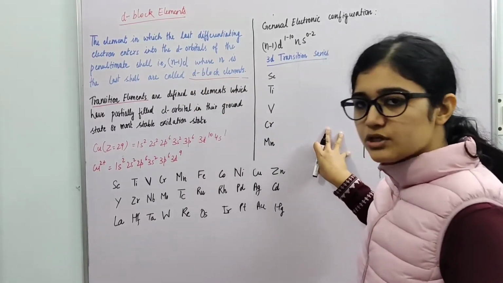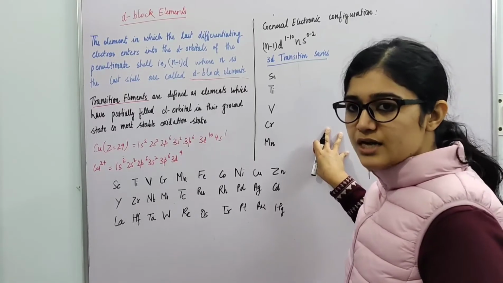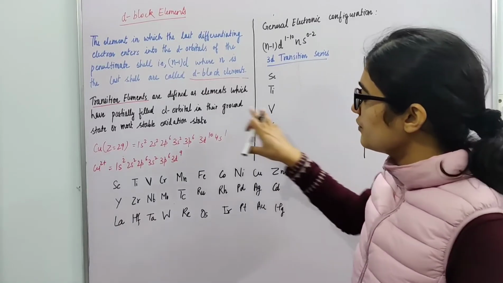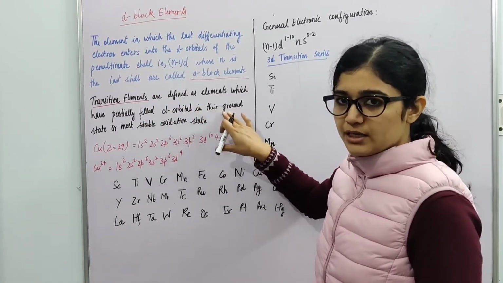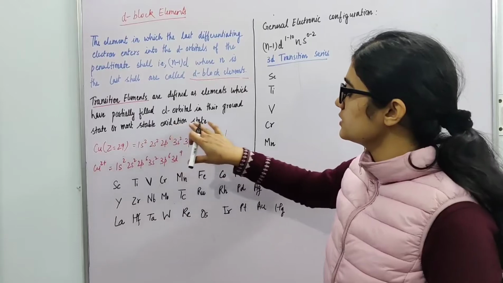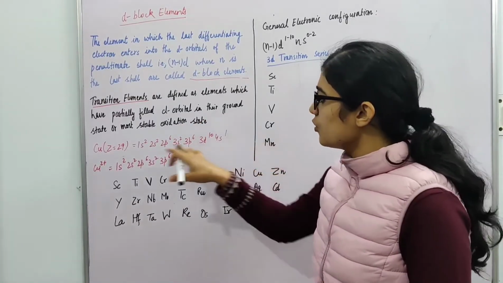Now there is one more term used for these elements, that is transition elements. Transition elements have a slightly different definition. These are defined as elements which have partially filled d orbital in their ground state or in their most stable oxidation state. And I have taken an example here of copper.